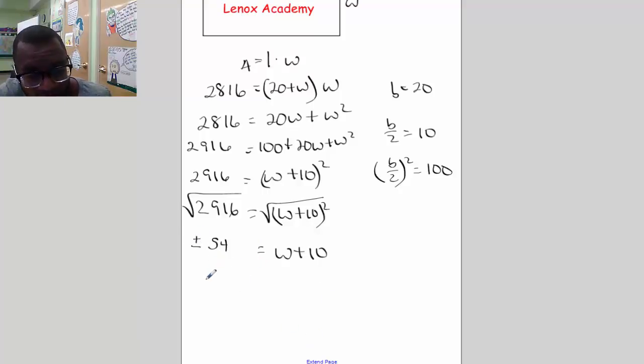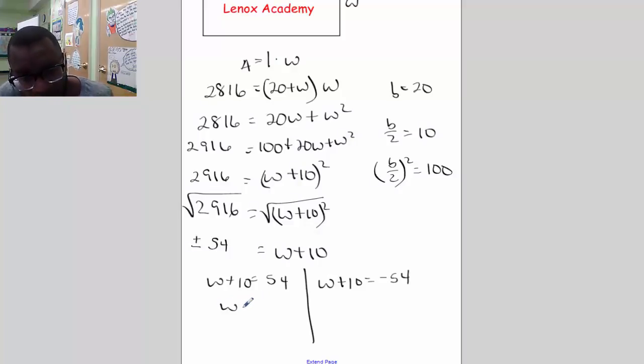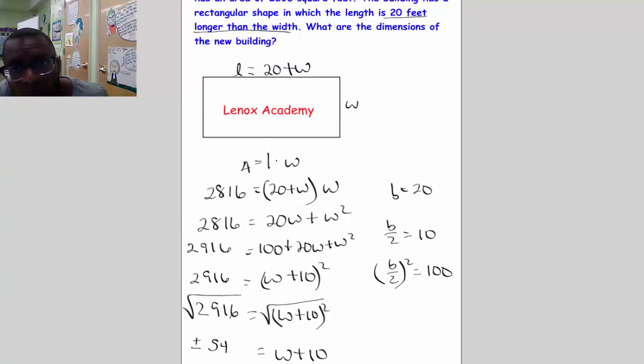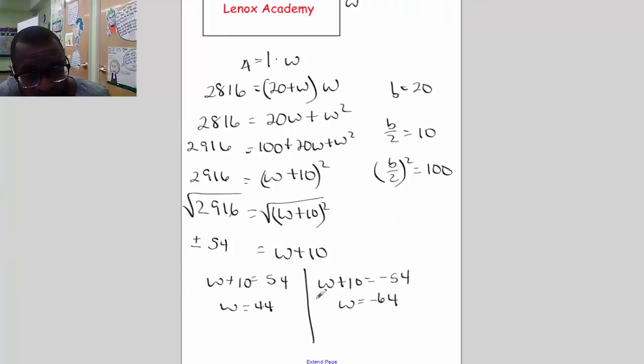And so I separate into my two cases. So I get w plus 10 is equal to positive 54, and w plus 10 is equal to negative 54. And so when I solve the first linear equation, I get w is 44. And when I solve the second, I get w is negative 64. And so remember, we must always put our units. So in this case, our units are feet. So we get the width is either 44 feet or the width is negative 64 feet.